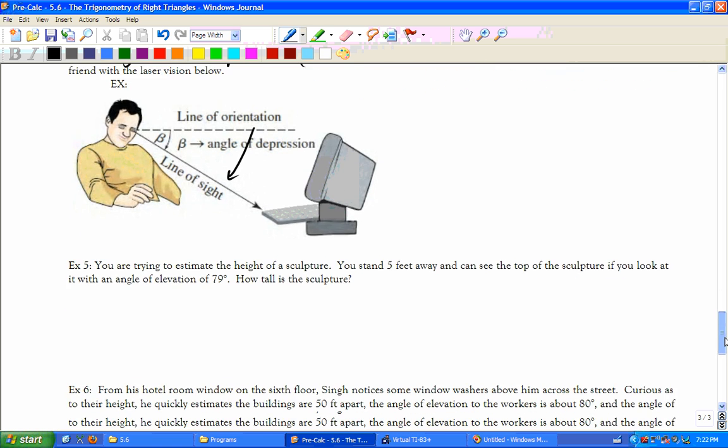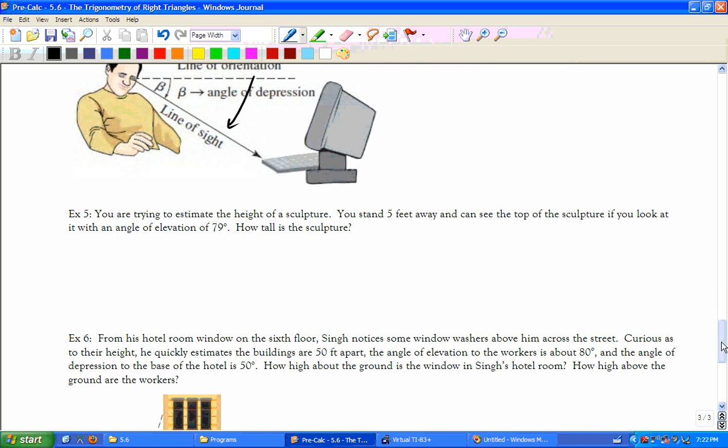You can use these to solve some basic problems. For example, you're trying to estimate the height of a sculpture. So here's you. Here's your sculpture. I don't know, it's a sculpture of a kitten in a tree. A very original sculpture, right? You're trying to estimate what that height is. You're standing 5 feet away.